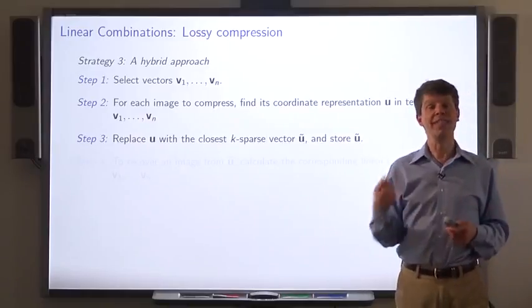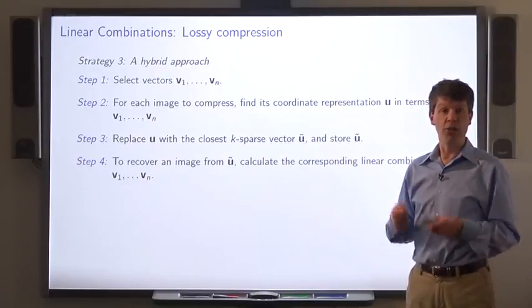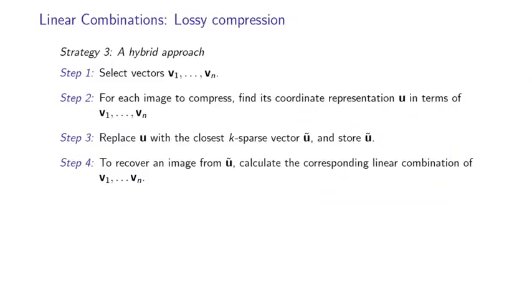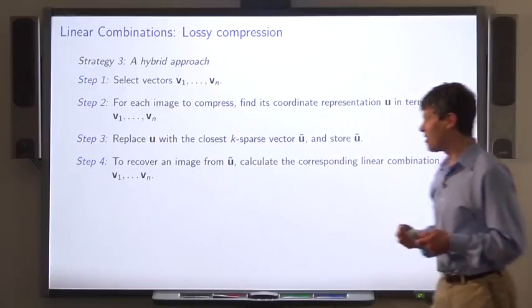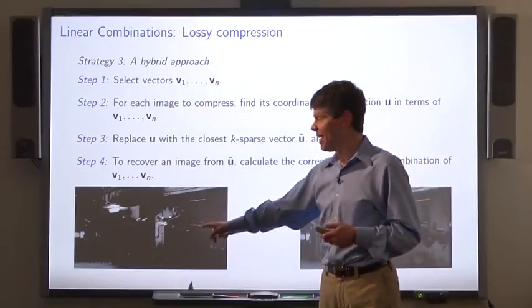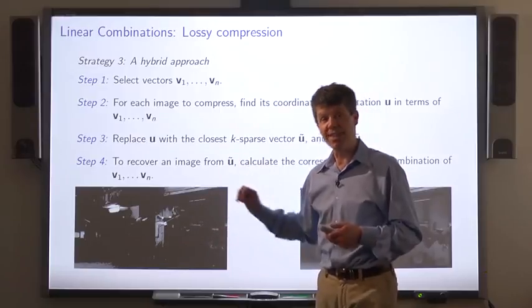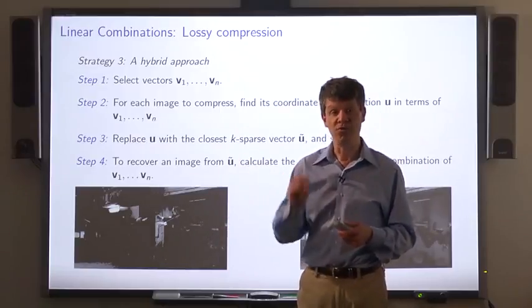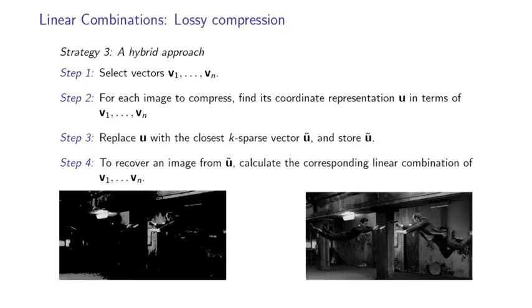Now, once we need to recover an image, we can do that by calculating the corresponding linear combination of the generators. Of course, the resulting image won't be identical to the original image, but it actually looks quite good. So here's the image we obtained using that first strategy, just suppressing the pixels whose values were not among the k largest. And here's the result of using this hybrid strategy I've just described.